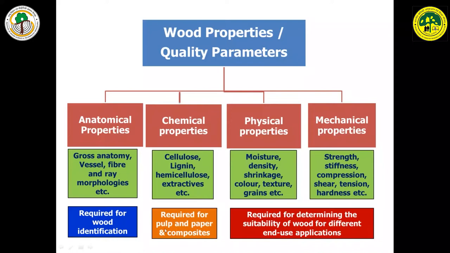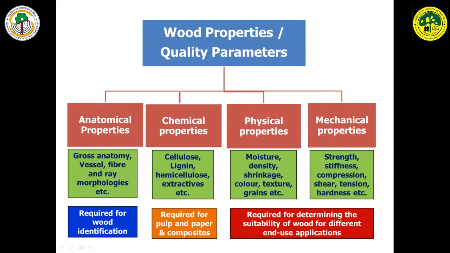When we want to use the wood for pulp and paper and composites, we should know the chemical properties of the wood being grown. And similarly, the physical properties: moisture content, density, shrinkage and swelling, color, texture, and the different types of grains. At the same time, mechanical properties are the properties which give strength to the wood: stiffness, compression, shear, tension, hardness. These are the different mechanical properties of the wood as a material.